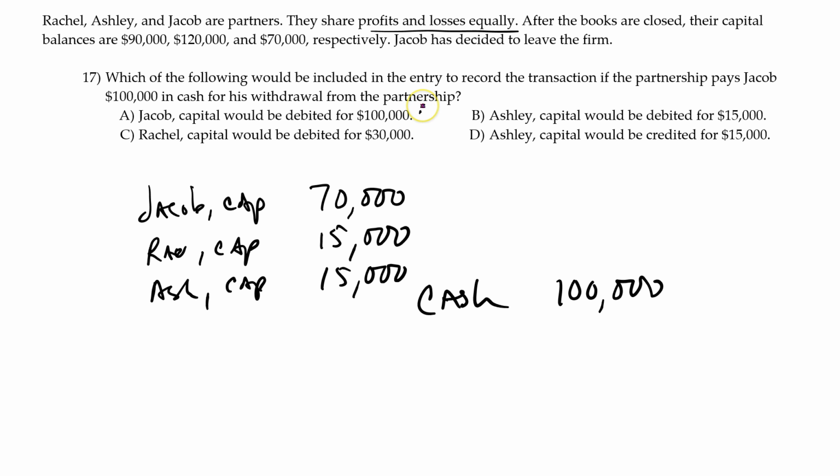All right, so what's the correct answer here? No, Ashley's capital would be debited $15,000, yes. Rachel, no, and no. So that's the journal entry to withdraw Jacob.